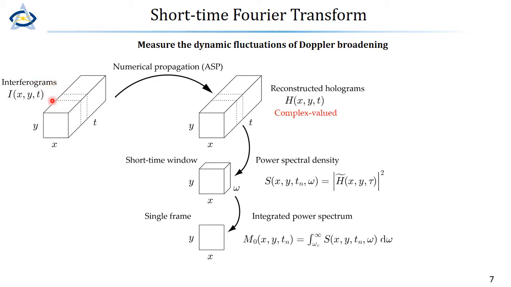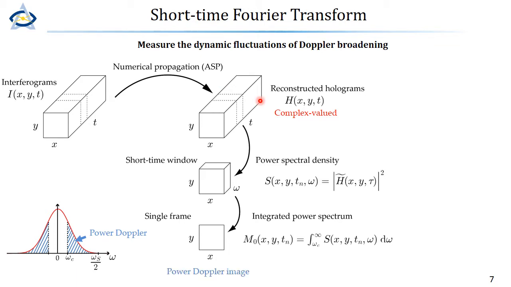On this complex valued stack of holograms, we slide a short-time window, and for each of these windows, we calculate the power spectrum density from the squared magnitude of the Fourier transform, and we integrate only the highest frequencies to reveal blood flow. The idea is that if there's faster blood flow, then there is more energy at high frequencies and power Doppler is greater. And if we do that pixel by pixel, then we're able to reconstruct a blood flow image.